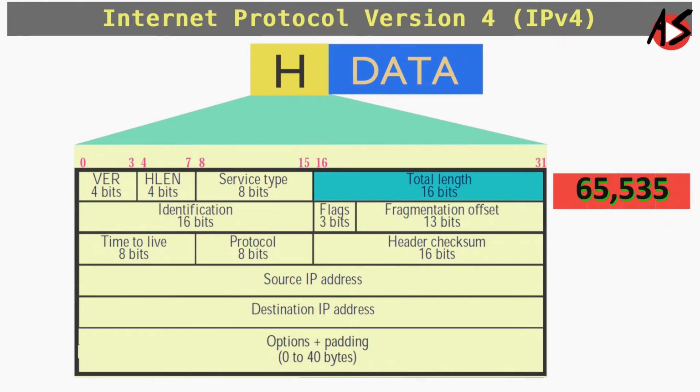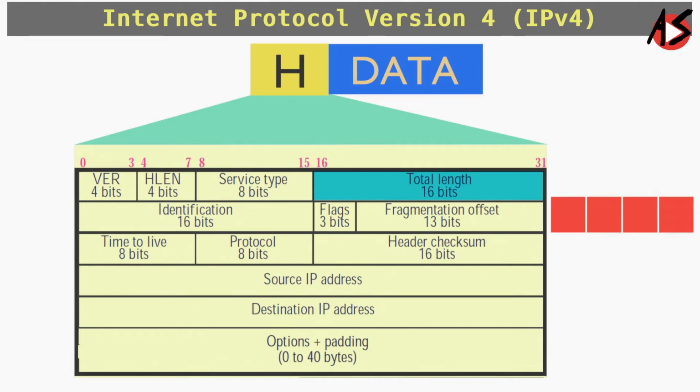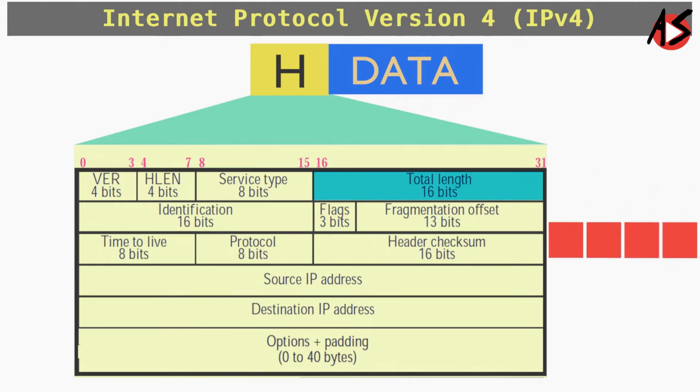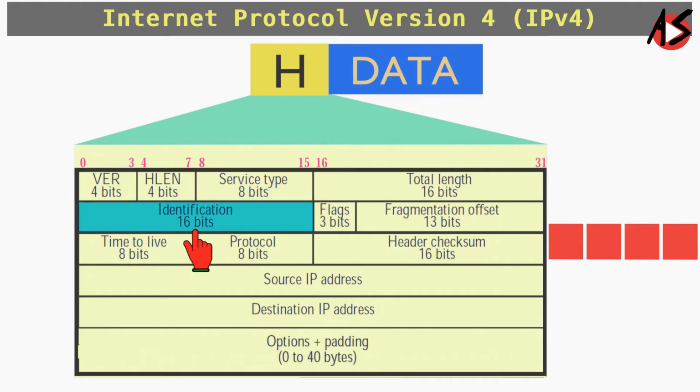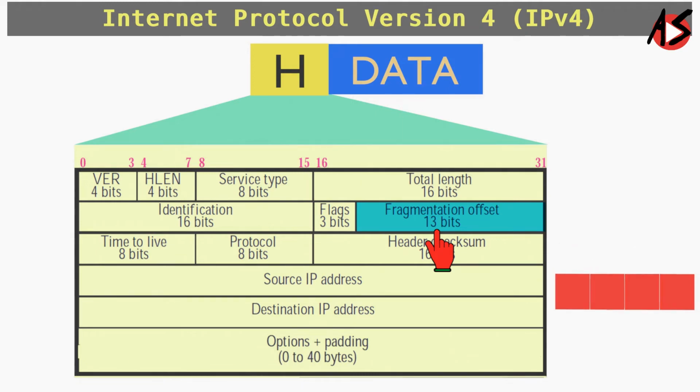65,535 bytes. But sometimes in the physical layer, we must divide the datagram to make it possible to pass through these networks. This is called fragmentation. To manage the fragmentation, the IP header contains a 16-bit identification, 3 bits of flags and a 13-bit fragmentation offset. Using these fields, we can assemble the packet at the receiving end.